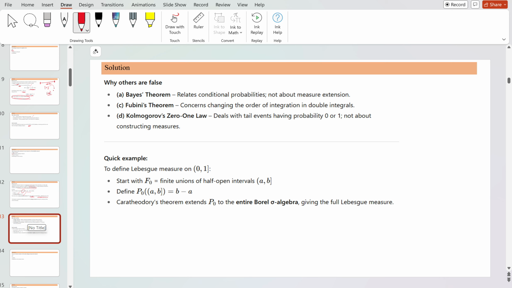If you see option D, that is Kolmogorov's zero-one law, because it deals with the tail event, which has a probability of 0 or 1. It's not about constructing the measures.